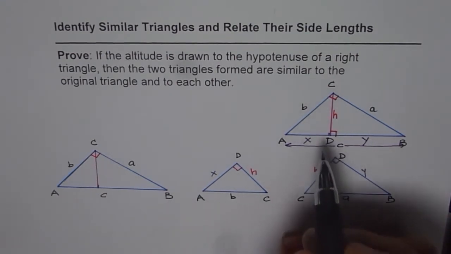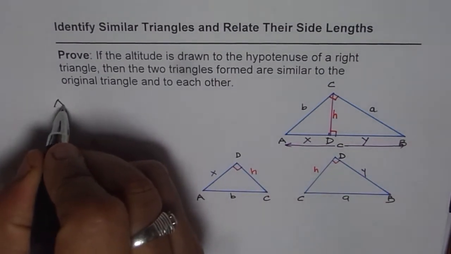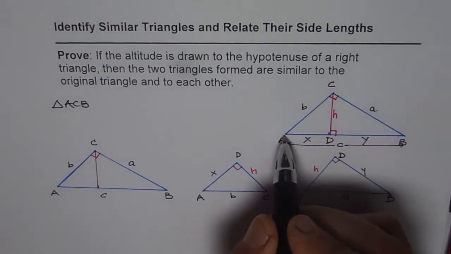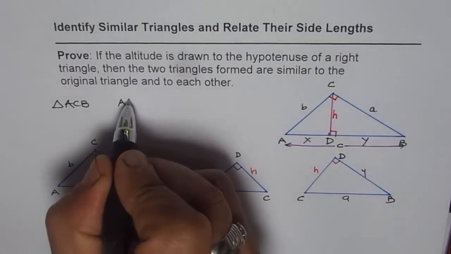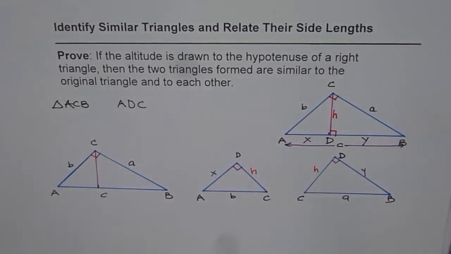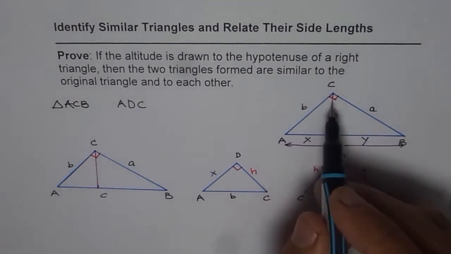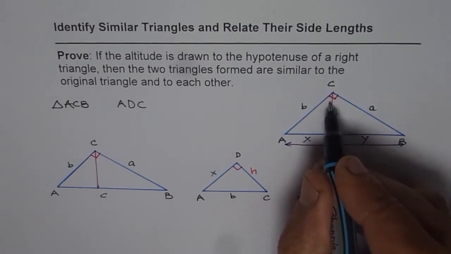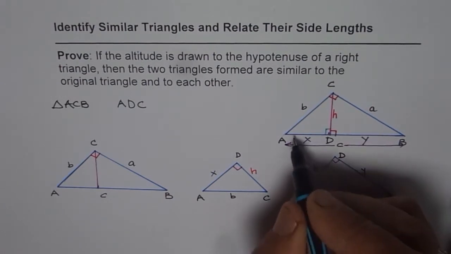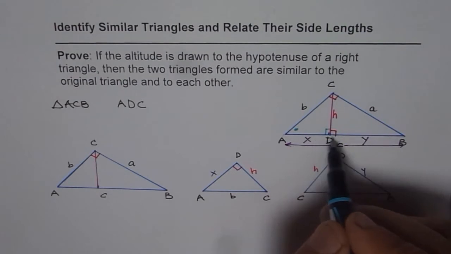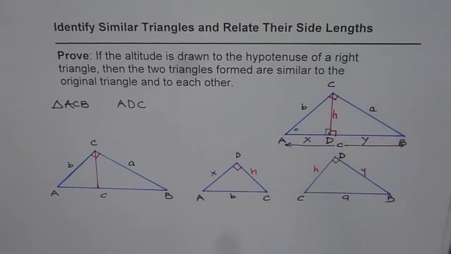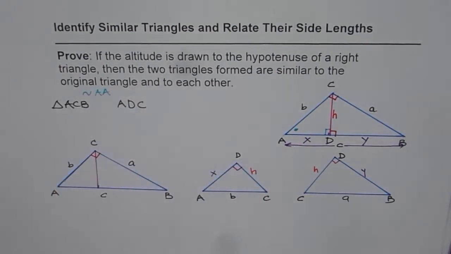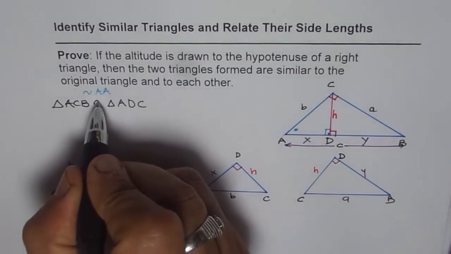So let's start with triangle ACB and try to prove it similar to triangle ADC. So let's consider triangle ADC. If you see triangle ACB, the big one, angle C is 90 degrees. And in the triangle ADC, here we have 90 degrees, correct? So one angle is 90, 90, same. Second, angle A is common, right? Angle A is common in the big triangle and also in the small triangle. And therefore, because of AA, the two triangles are similar, right? So that is how we can show that these two triangles are similar.